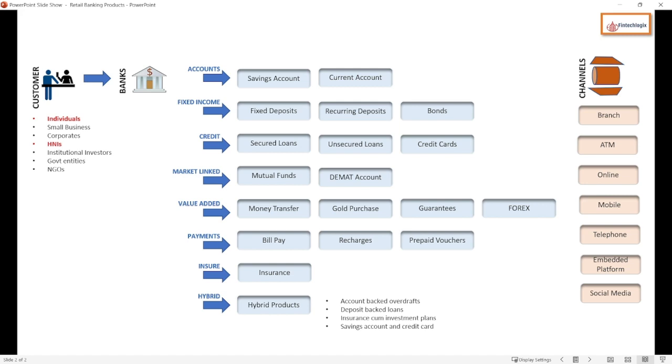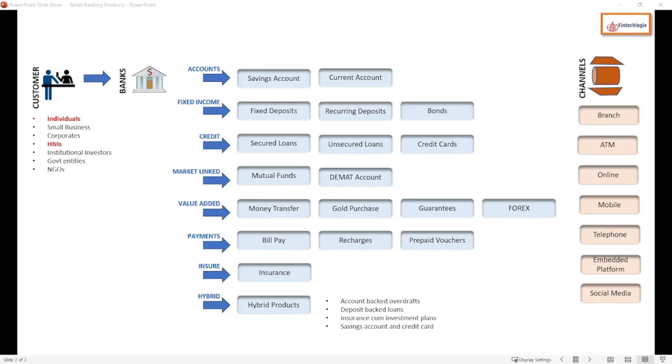The last one, another growing channel in this era, is the social media channel, where a payment or account information can be used via social channels like Facebook and all to utilize your banking product and service offerings.